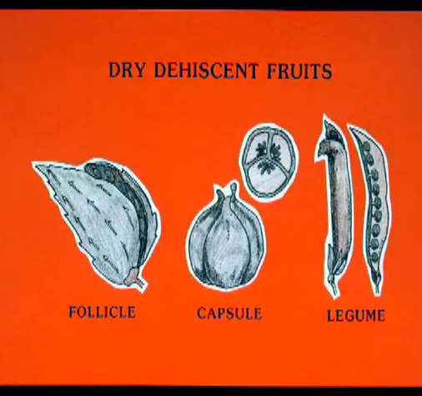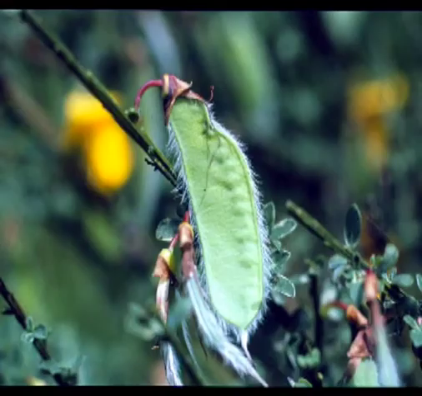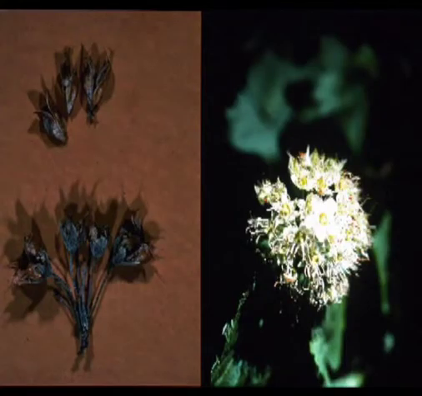There are also dry fruits that are dehiscent. These include legumes, follicles, and capsules. Legumes are dry, dehiscent fruits that split along two sutures, the product of simple pistils. The fruit of Scotch broom is a legume. Follicles are also products of simple pistils, but they only split open along one suture. The fruit of ninebark is a follicle.